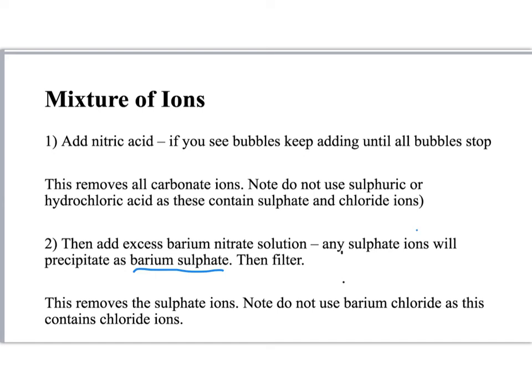And once I've done that, to the filtrate that I've just produced, I would then test to see which halide I've got. So I would add silver nitrate, and then if I see a precipitate, I would add ammonia solution to tell whether in the filtrate I've got chloride, bromide or iodide present. So first of all, test for carbonate, then test for sulfate, and then to the filtrate, if you do get a precipitate, you need to test for chloride, bromide and iodide.